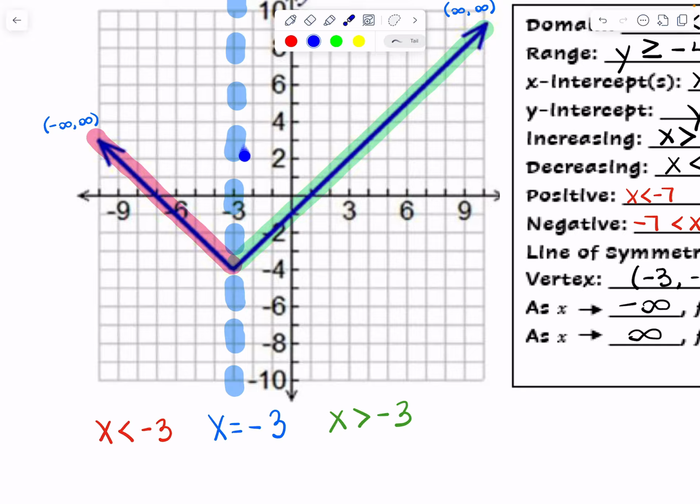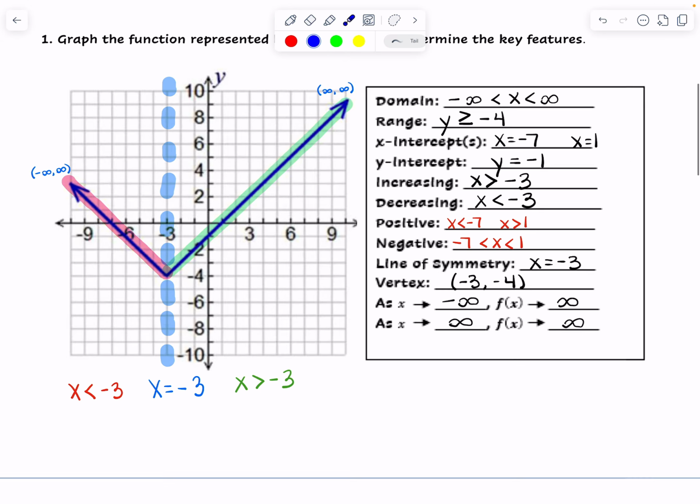Okay? So when I'm looking at these, I'm just going, hey, is it to the left of the axis of symmetry or to the right of the axis of symmetry? Well, if it's to the left, that's where it was coming down. So that's where I had it highlighted red. And then to the right, that's where it was going up, is increasing, and that's what I highlighted green. So that is the decreasing and the increasing portion of a graph, okay?